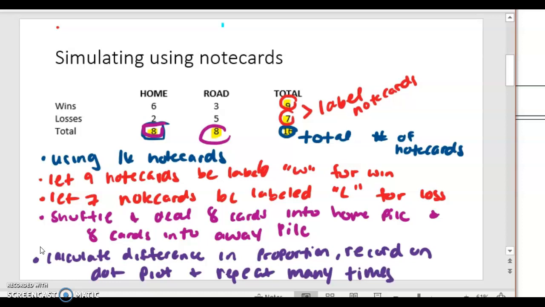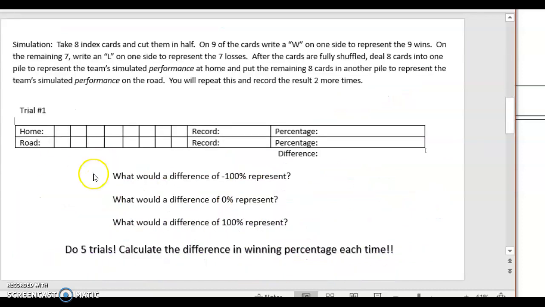Okay, so we have 16 total cards. That's from the grand total within my two-way table. I label 9 of those note cards with a W for wins, 7 with an L for losses. I shuffle and deal them into 2 piles, 8 cards into my home pile, 8 cards into my away pile, and I calculate the difference in proportion. That's my simulated test statistic, record on the dot plot, and repeat many times. So we're going to actually practice this in class.